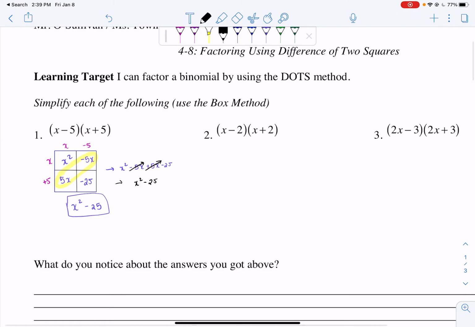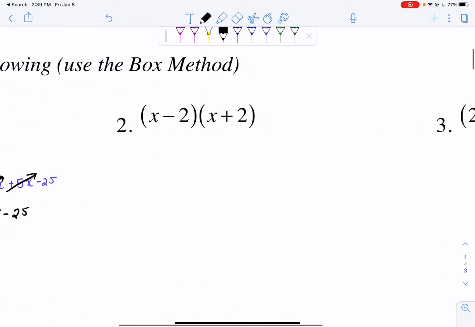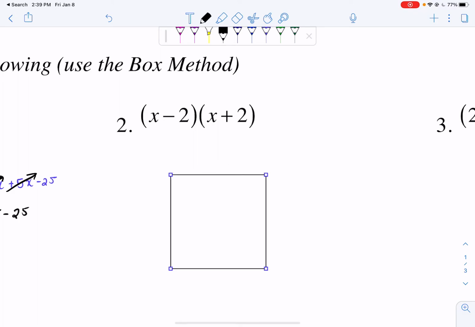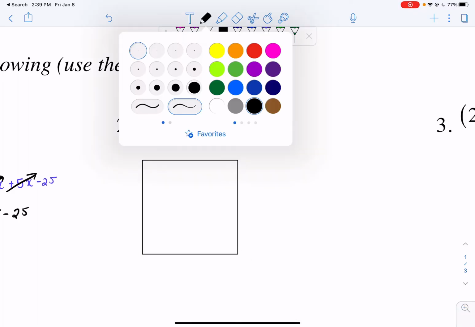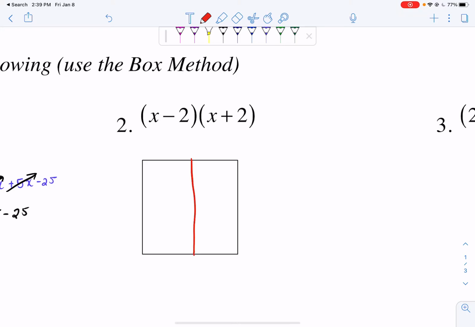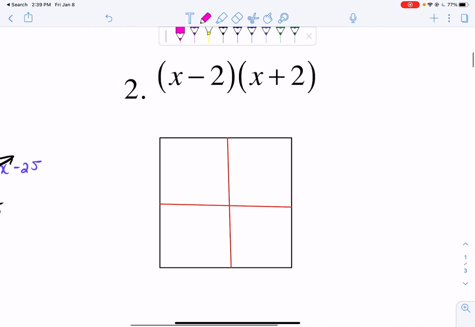Let's see if that's the case in the other examples as well. So I draw my box. I want to multiply x minus 2 by x plus 2. I'm going to fill in my box. I have x minus 2 times x plus 2. I'll do my x minus 2 on the left this time.